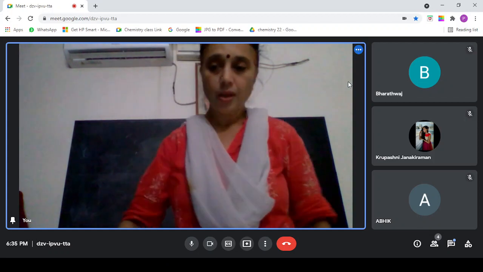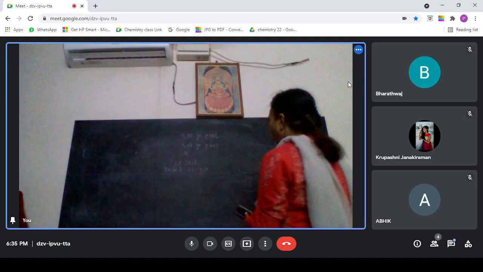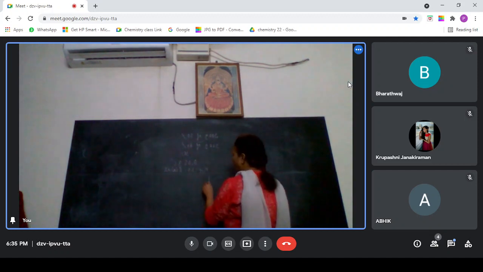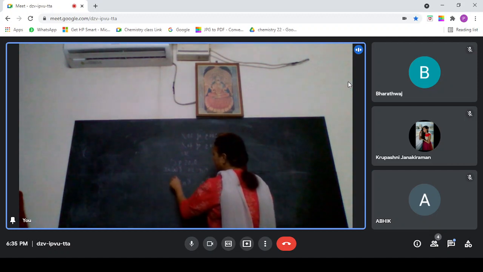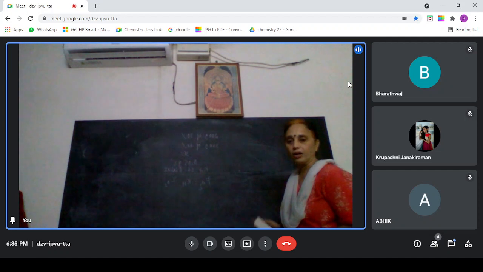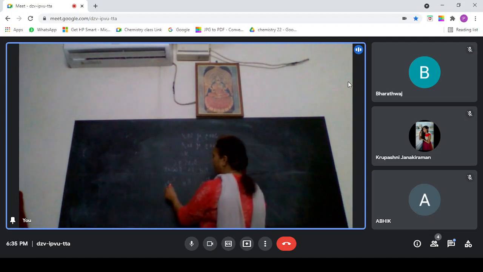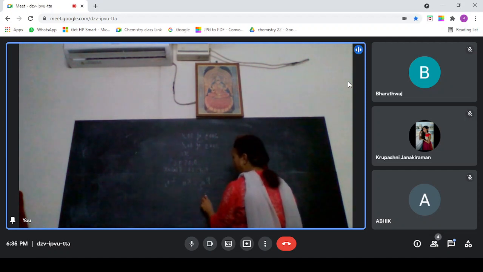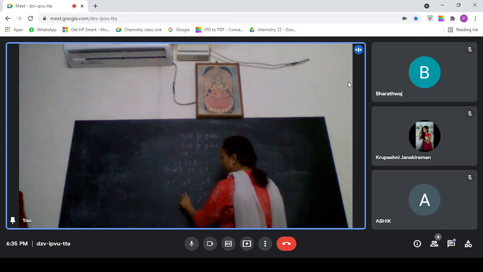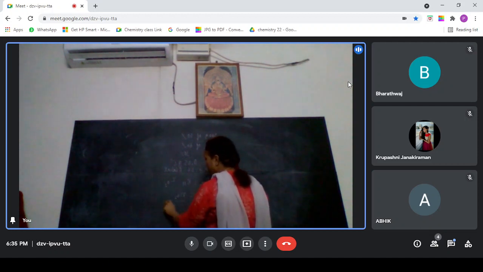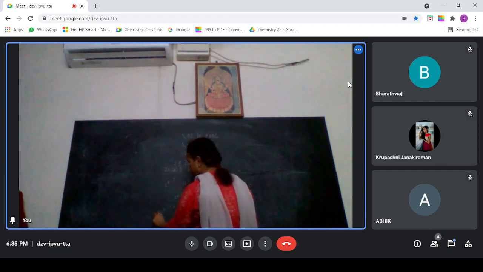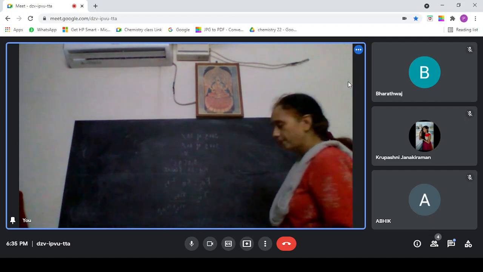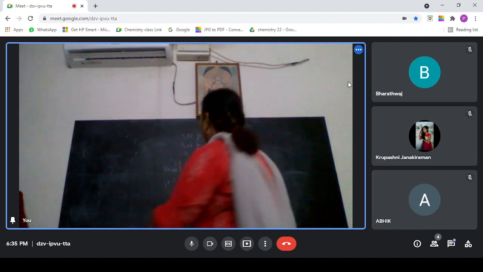Do it. So, how will you do? Partial pressure of oxygen is equal to KH into X of oxygen. Henry's law. KH they have given. You have to find out the mole fraction. Mole fraction is equal to n of oxygen by n of oxygen plus n of water.